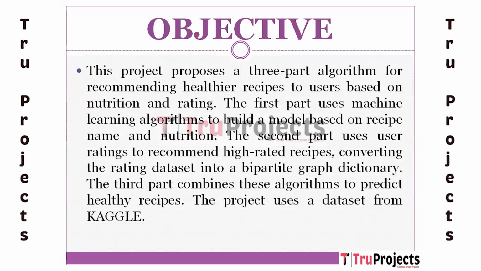Objective of the project. This project aims at three-part algorithm for recommending healthier recipes based on nutrition and rating. The first part uses machine learning algorithms on recipe name and nutrition. The second part uses user ratings to recommend high-rated recipes. The third part combines these algorithms to predict healthy recipes.